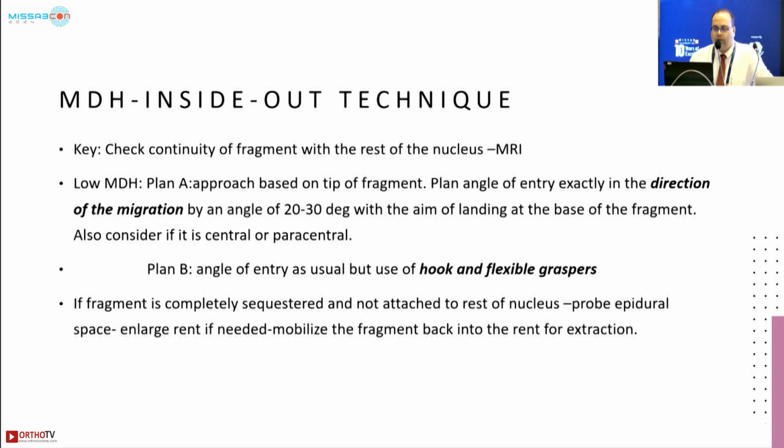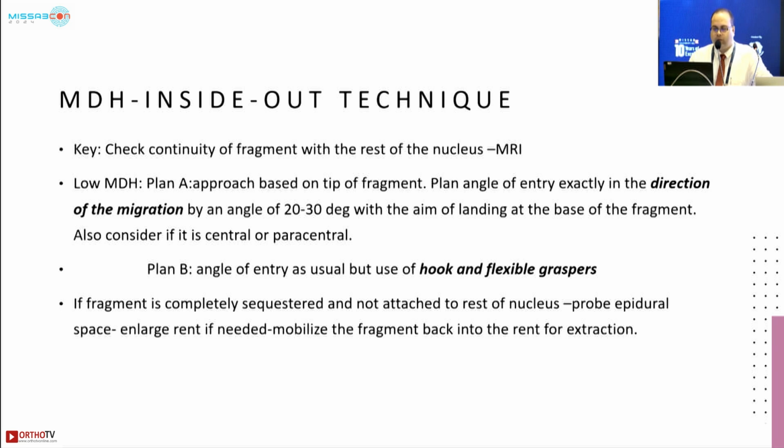So for migrated disc herniation, the plan is either we can go for an inside out technique in which we can plan the entry point based on the tip of the fragment. The fragment is assessed with an MRI, and we can go with an angulation of 20 to 30 degree and land at the base of the fragment, from where we do an annulotomy or annular cutting technique and reach the main fragment and take it out with a hook to our vision.